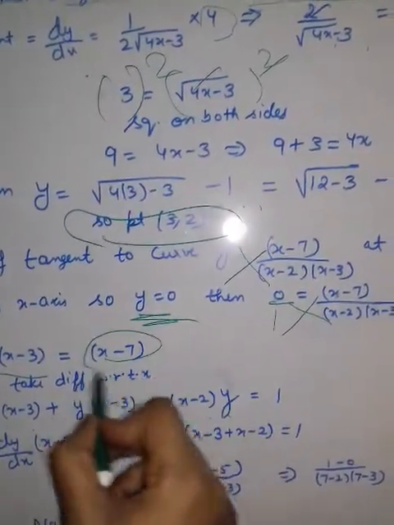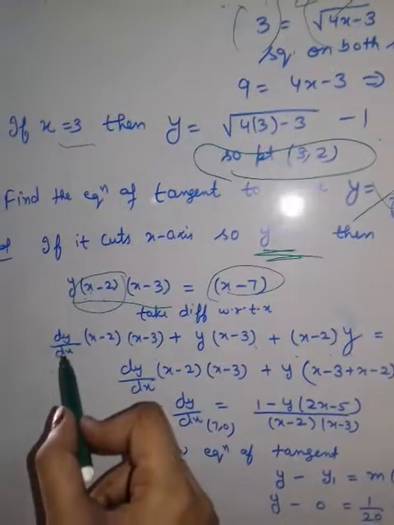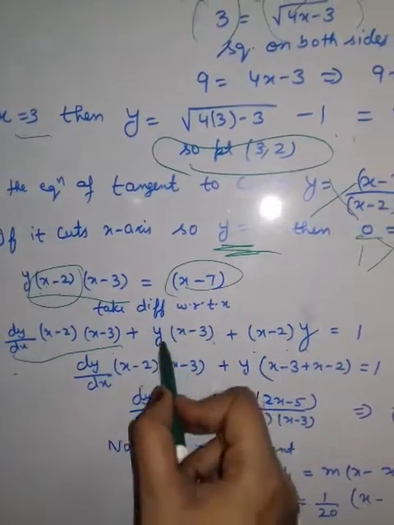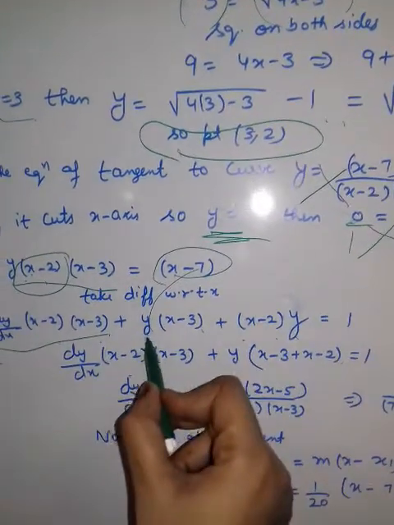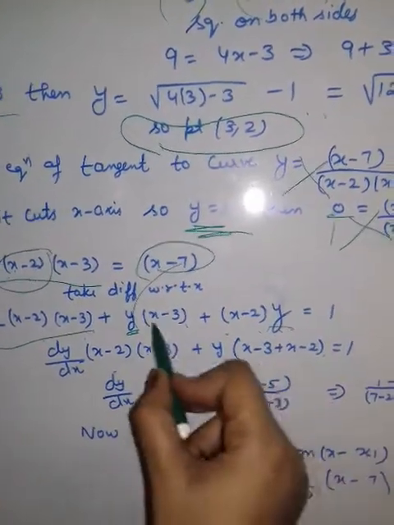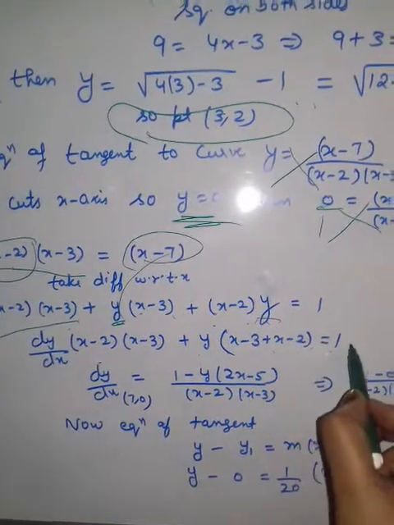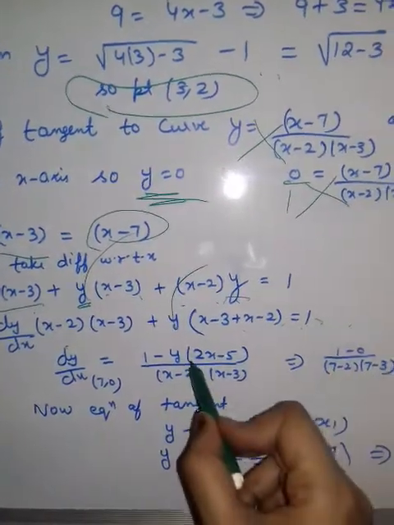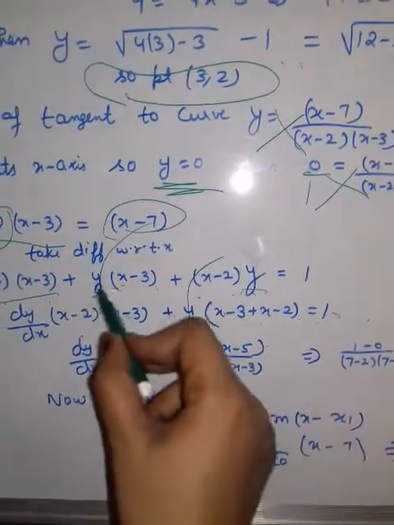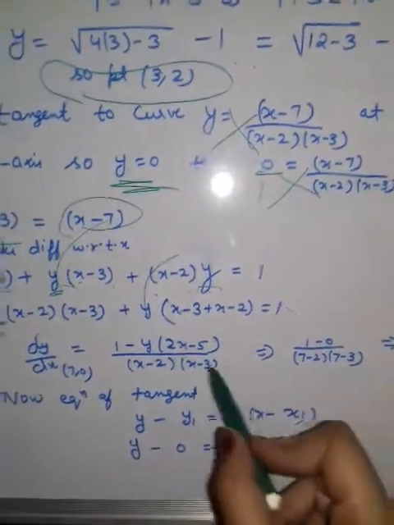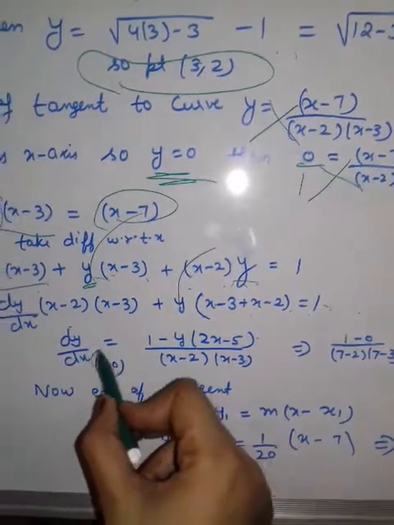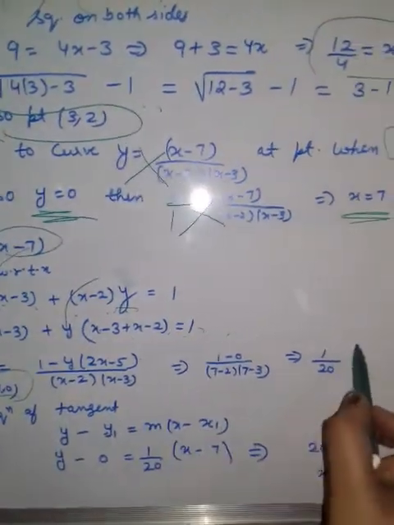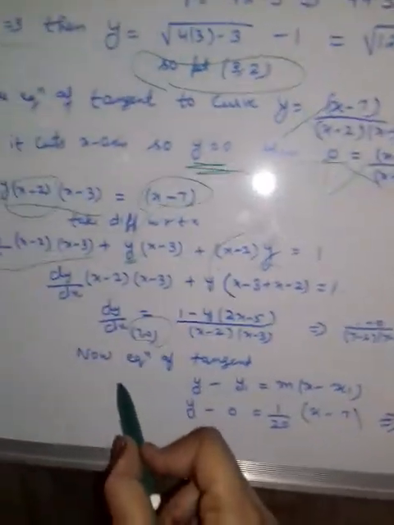The derivative of x minus 7 is 1. Then you will see that only this term contains dy upon dx, and the others I shifted. Firstly I have taken y as common. x minus 3 plus x minus 2 is equal to 1. dy upon dx is 1 minus y, and 2x minus 5 will come in its denominator. You already got the coordinate at the start. I put it here, so I got 1 upon 20. You have to find what?